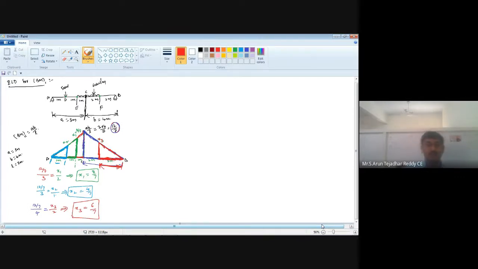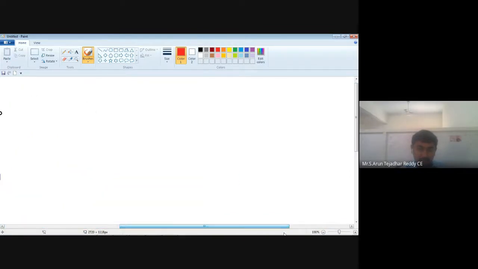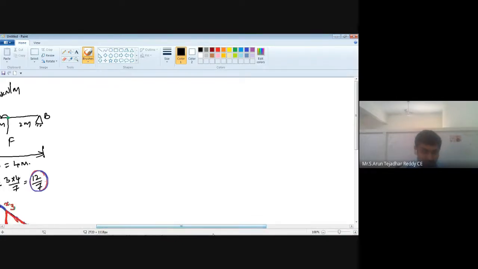Next, to find out bending moment at C. Very easy. What is the formula? Load into ordinate value. Suppose if it is a UDL, we can create some shaded portion because the load is acting throughout the span, that is the E to F span. Next, final bending moment at C. For that purpose, draw the given diagram.